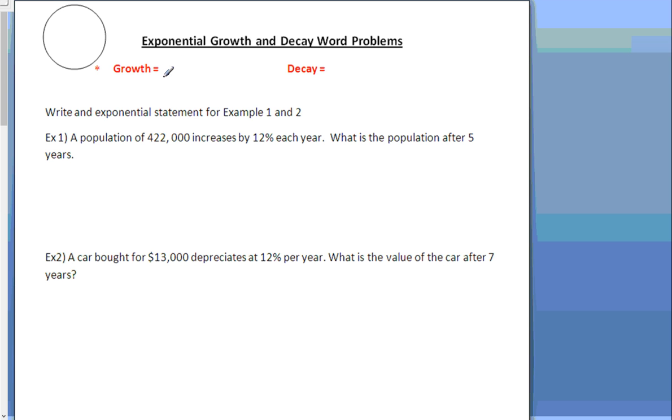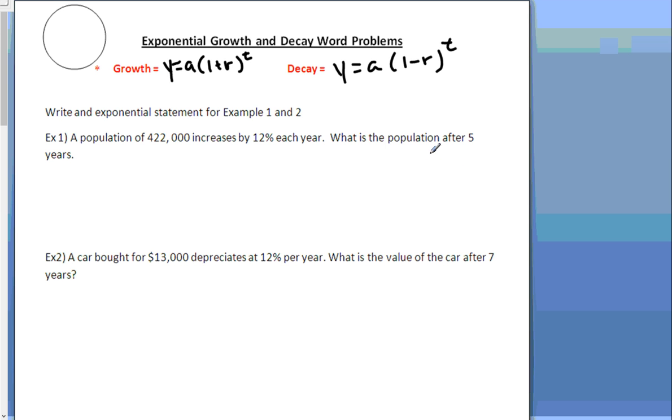But the growth formula, remember, was y equals a times (1 plus r) to the t. And the decay formula was y equals a times (1 minus r) to the t. Right? So in each problem that we do today, we need to solve these as best we can. You can use a calculator to do the hard math, okay? So when you do the crunching, you can use a calculator.